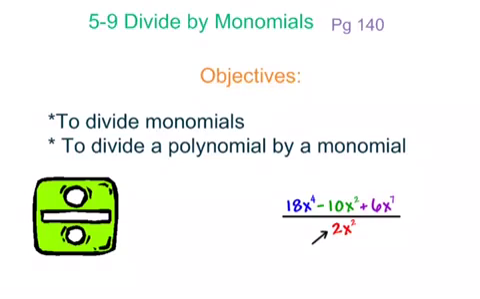Today we're going over 5-9 in the purple book, divide by monomials. On page 140, we have two objectives: to divide monomials, and then to divide a polynomial by a monomial. Which is an example right down here for you guys. That's what it looks like.